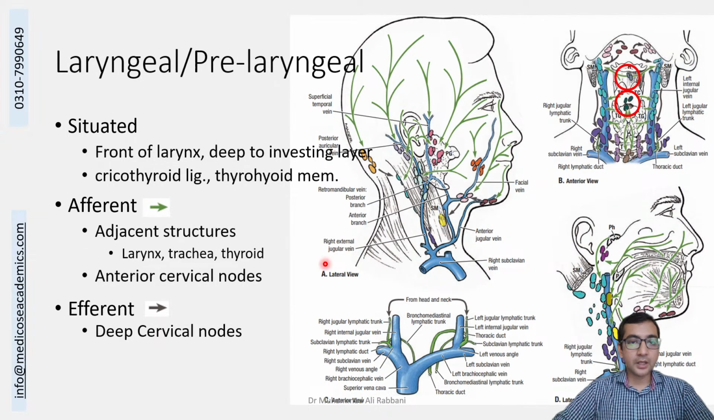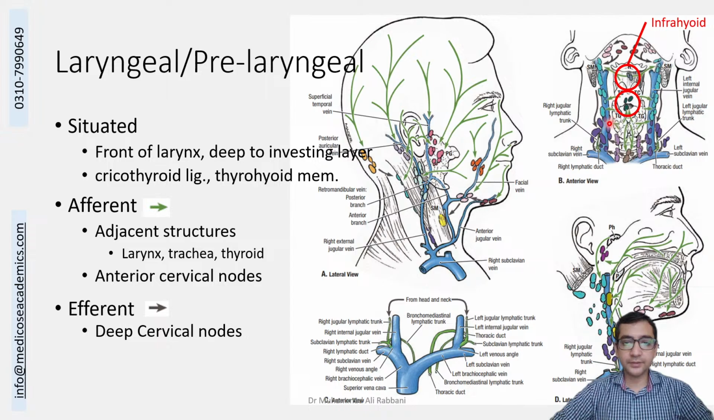And the prelaryngeal nodes are in front of the larynx, deep to the investing layer, and deep to the muscles that are covering, the suprahyoid and infrahyoid muscles. They drain the structures indicated by the name, that is the larynx and the trachea near to it, and they go to the deep cervical nodes.